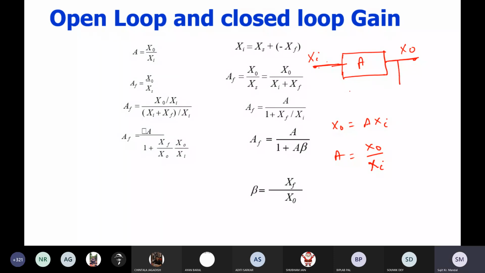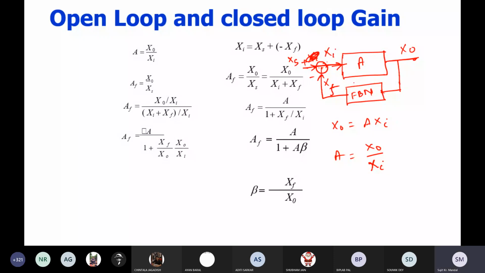Whenever a part of the output signal is fed back through some network, it is called the feedback network, to extract a part of the output signal information. This signal may be voltage or current. Accordingly, this feedback network is configured. This part is XF, connected to one comparator. Here it is plus, here it is minus. Here it is Xs, and Xi is the input signal to the amplifier.